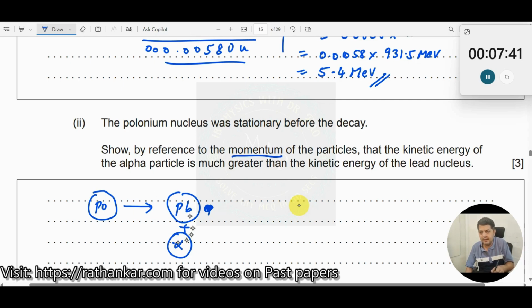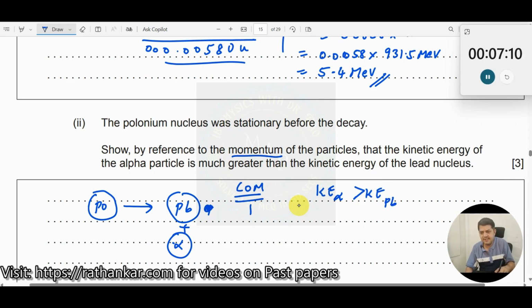Now, is the momentum conserved here? Momentum is definitely conserved. No external force is acting on it. This happened because of an internal force: the polonium became unstable, so it started to break out. Momentum is perfectly conserved, so conservation of momentum can be applied. Then the kinetic energy of the alpha particle is much greater than the kinetic energy of the lead nucleus.